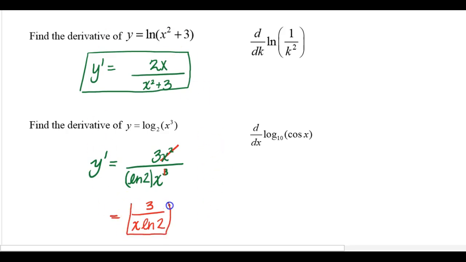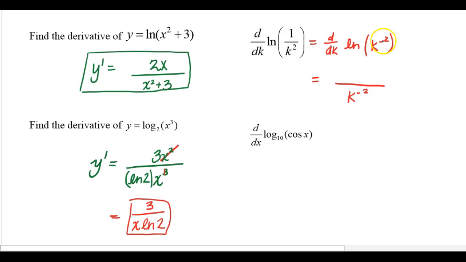Alright, so now we'll go ahead and look at the next example. I have the derivative with respect to k, so now we're saying that the variable is k, of the natural log of 1 over k squared. So the first thing I'm going to do is rewrite the inside. I'm going to rewrite 1 over k squared as k to the negative 2. And the reason for that is because my derivative rule for natural log of a function says I take that inside function and I put it in the denominator. So I'm going to put k to the negative 2 in the denominator and the derivative of k to the negative 2 in the numerator.